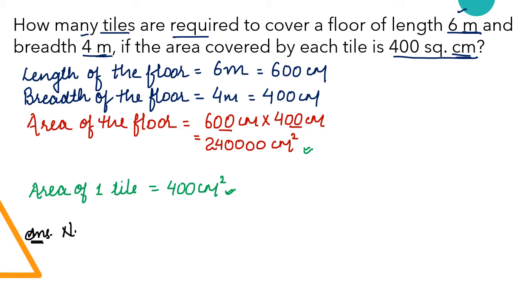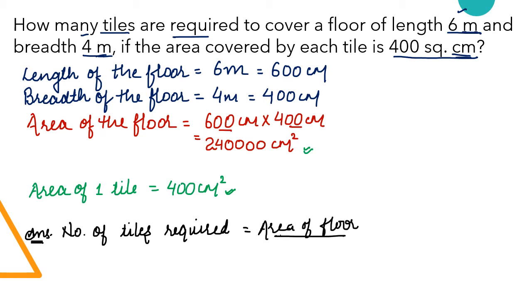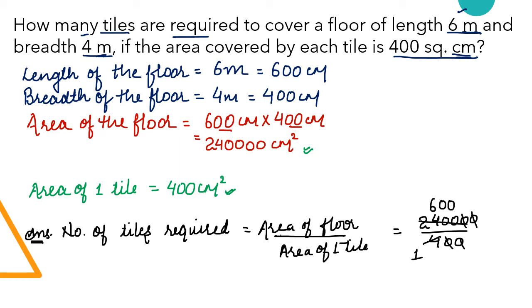So the number of tiles required will be equal to the area of the floor upon the area of one tile. So it will be 2,40,000 upon 400. So these two zeros will be cut. This will be 4 ones are 4, 4 sixes are 24, and these two zeros, therefore 600. So the number of tiles required is equal to 600.